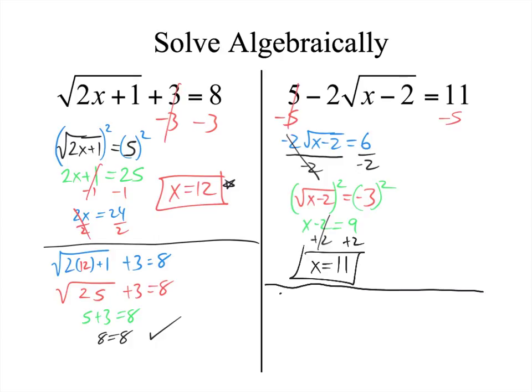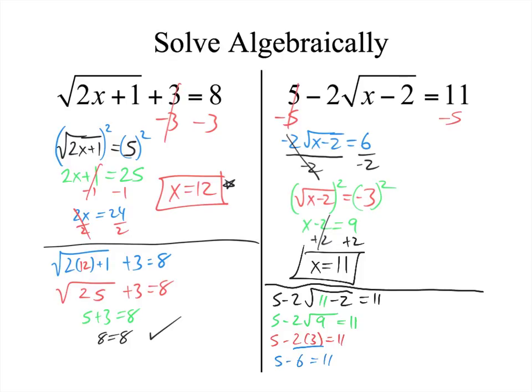Okay, when I check it, I got 5 minus 2 times the square root of x minus 2 equals 11. And I'm checking 11. Remember, 11 is my answer, so that's what I'm plugging in. So I got 5 minus 2 times the square root of 9. Square root of 9 is 3. So I want it to be 5 minus 2 times 3 equals 11. Sorry, I forgot the 11 right there. And 2 times 3, remember you multiply before minus, order of operations. 5 minus 6 equals 11.